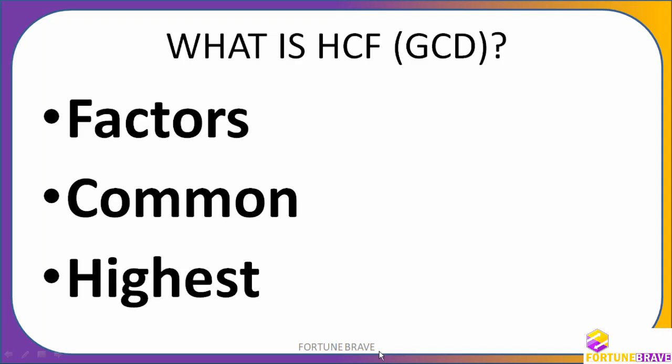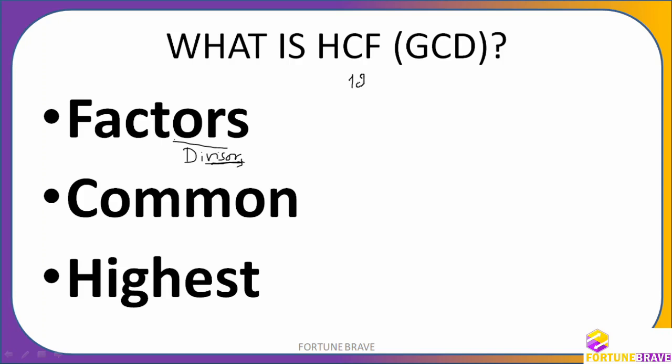So HCF is also called GCD. GCD means greatest common divisor. So factor is also a divisor, which we have already seen. The number which divides any number is also called a factor. So what I am going to do is bracket these three components and make the understanding very clear. Say, for example, I'll take a number.